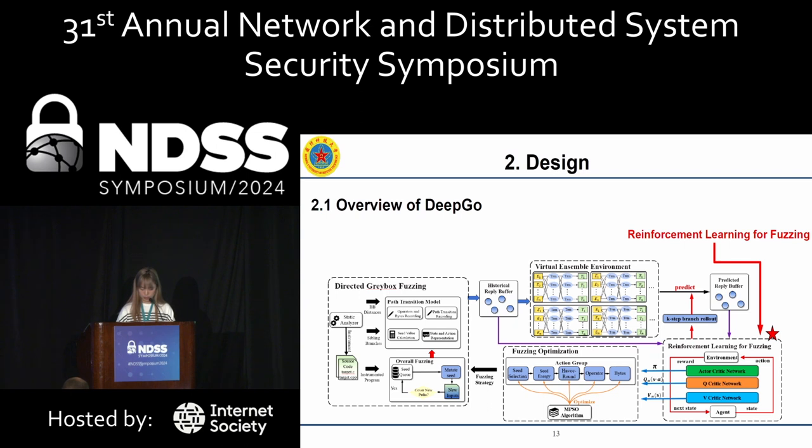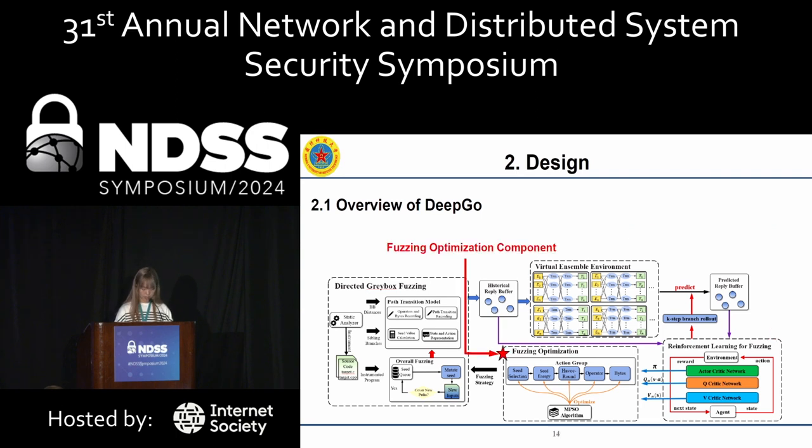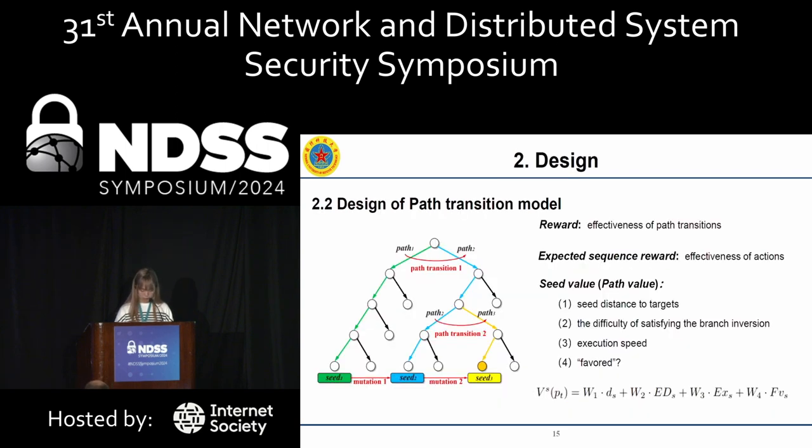The second component is the Virtual Ensemble Environment. The historic path transitions will be used to train the Virtual Ensemble Environment to predict path transitions. The third component is the reinforcement learning for fuzzing component. We use the historic and predicted path transitions to train the RLF model to learn the policy that can maximize sequence rewards. The fourth component is the fuzzing optimization component. In this component, we optimize fuzzing strategies and steer fuzzing to exercise the optimal path transition sequences.